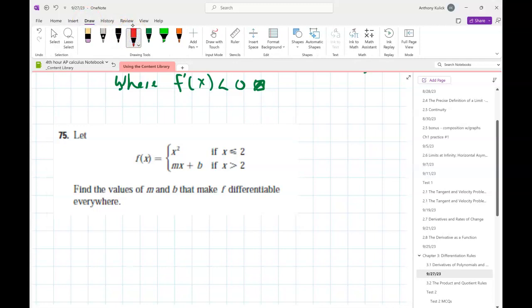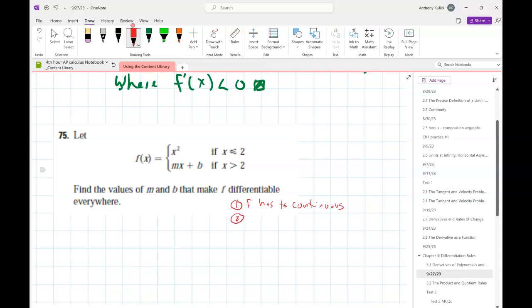So it says, let f of x equal the piecewise function x squared when x is less than or equal to 2, and mx plus b when x is greater than 2. Find the values of m and b that make f differentiable everywhere. What do I do with this? It has to be continuously differentiable. Okay, so the things we need for differentiability is f has to be continuous.